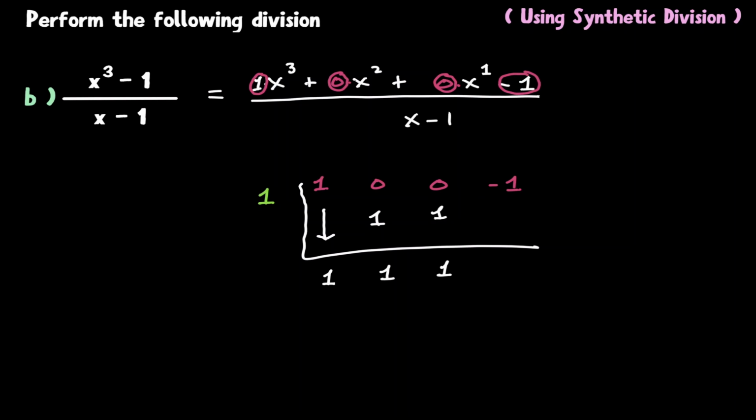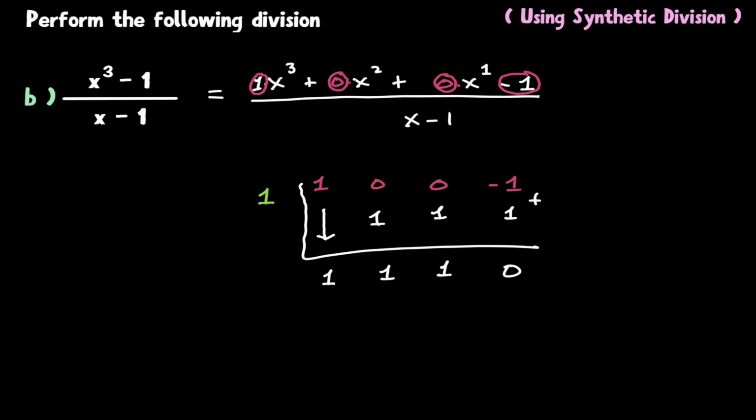Let's repeat the process. 1 times 1, that is +1. Let's write that result underneath the next value, and let's combine them. -1 plus 1, well, that is 0. So we are done with the computation. Now let's make sense of our result.